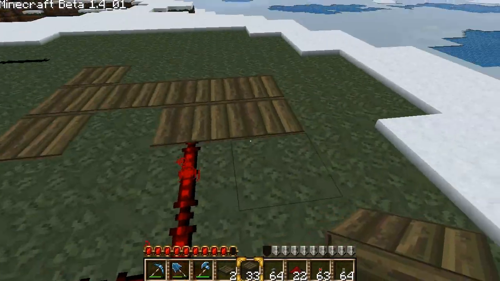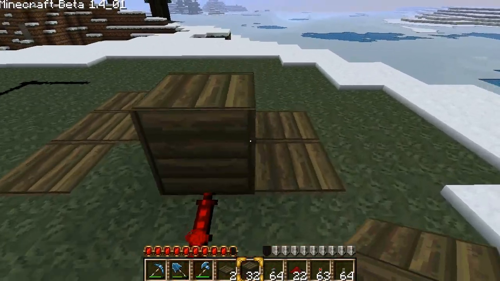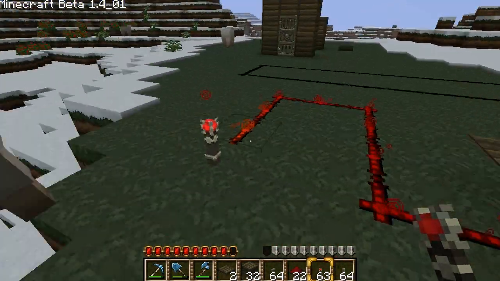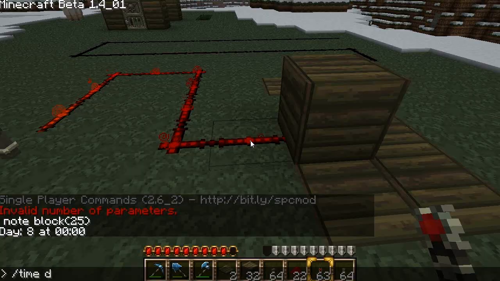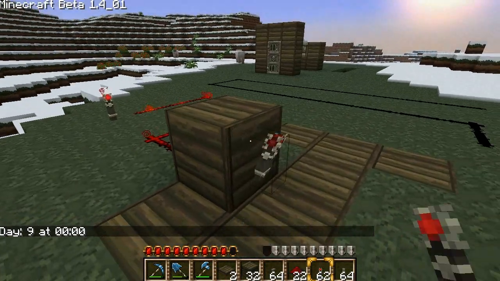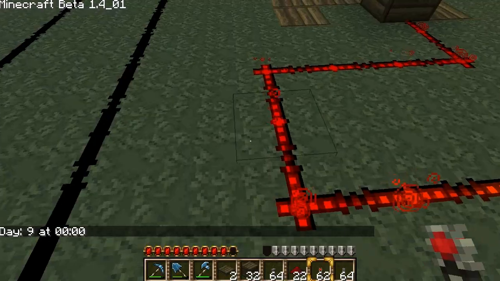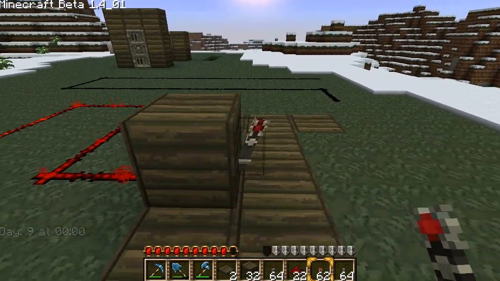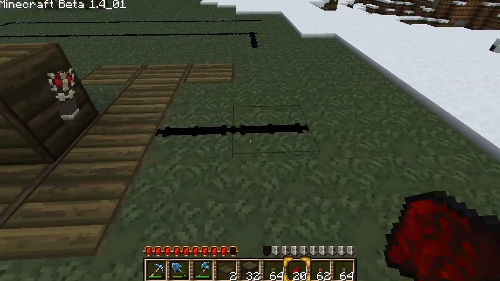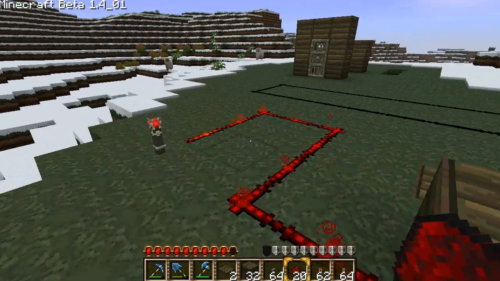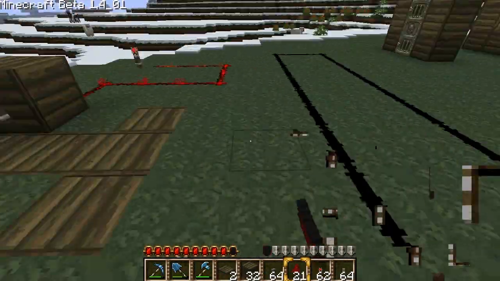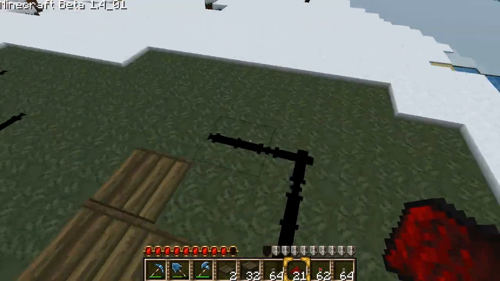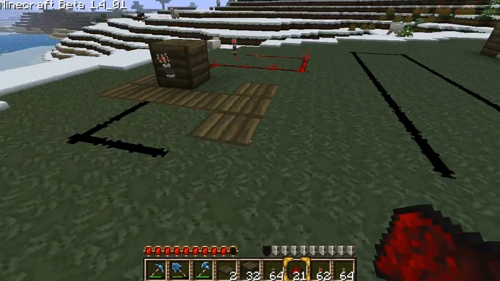So a NOT gate is essentially made like this. You have a block, and on the opposite side of where the power is coming in, you need a redstone torch, like so. And as you can see, the power's coming in, and here it is off because the redstone torch is off. Now, you may be wondering, how does this make the circuit longer? Well, as I said, the NOT gate works if the power is off coming into the NOT gate, the power is on the other side.